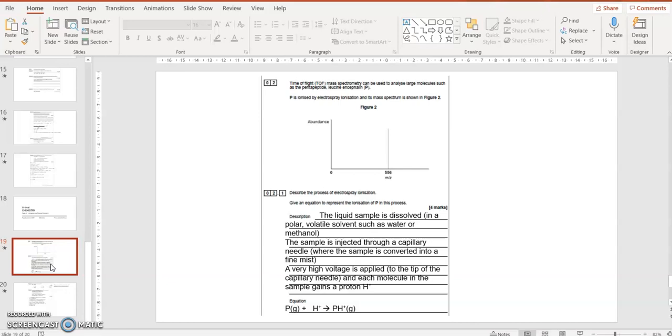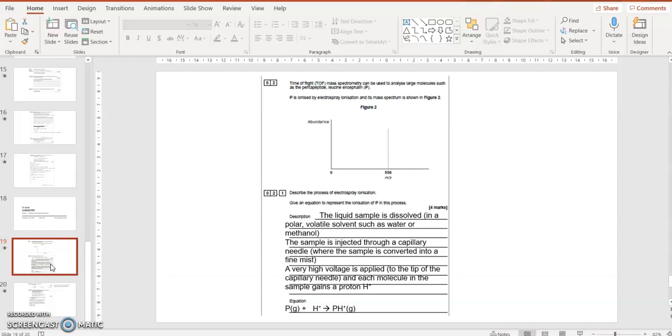And then a very high voltage is applied to the tip of the needle, and each molecule gains an H+. What it actually does is the high voltage combined with the water and methanol, which is able to provide the H+, then bonds the molecule to an H+.